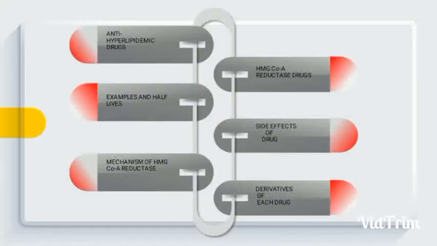Among the antihyperlipidemic drugs, we will now discuss HMG coenzyme A reductase inhibitors. The following are the headings we are discussing in the upcoming slides: the examples and half-lives, the side effects of the drug, the mechanism, and the derivatives of each drug.